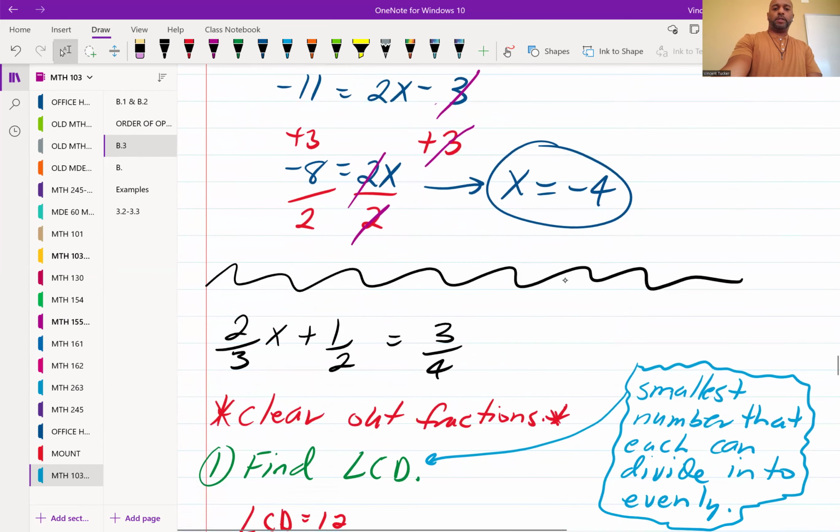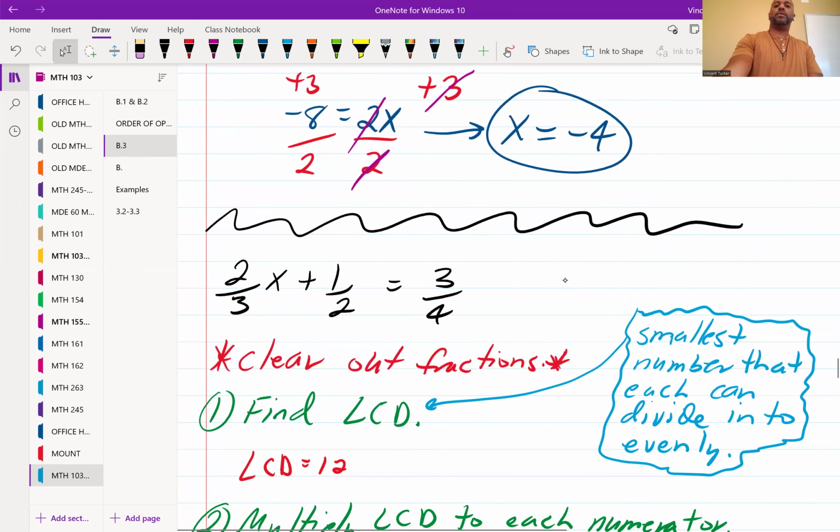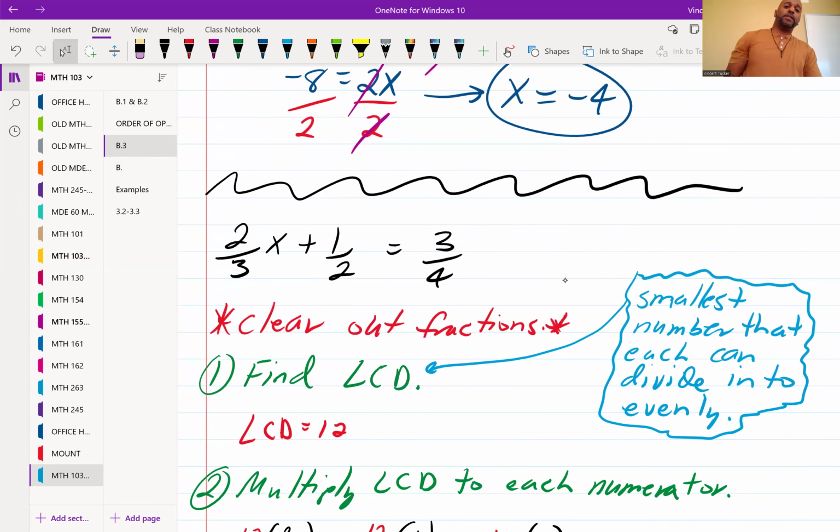All right, so the next one is dealing with fractions. Next two, we're dealing with fractions. And whenever we have fractions involved in an equation, what we can do is what we call clearing out our fractions. So notice we have 2/3 x plus 1/2 equal to 3/4.